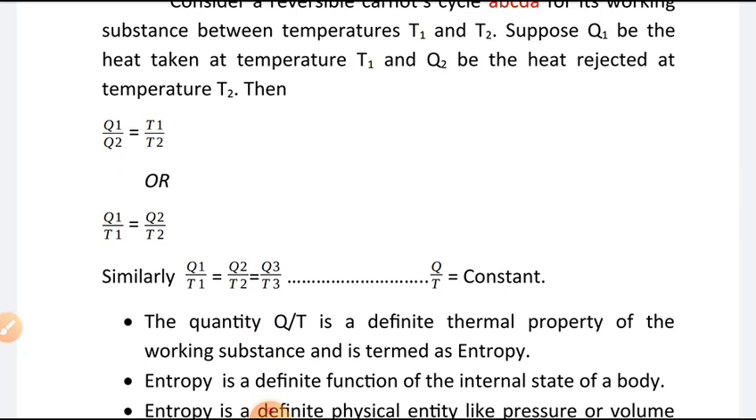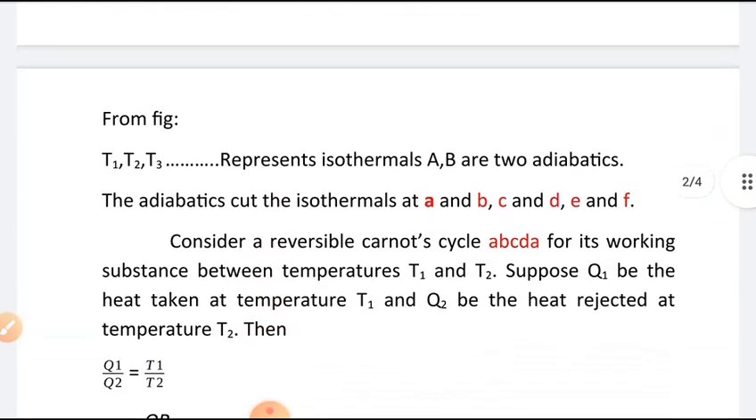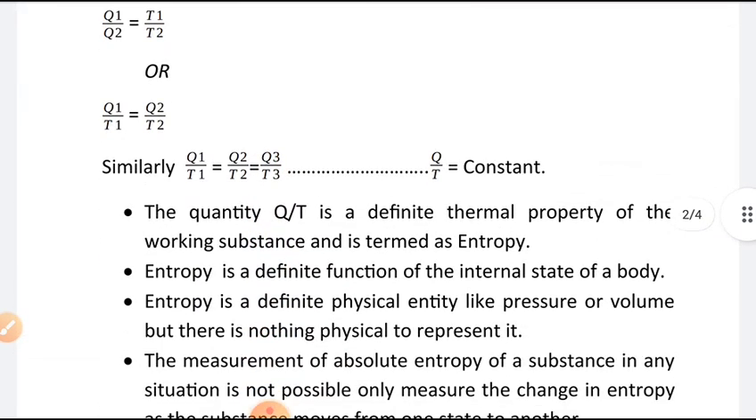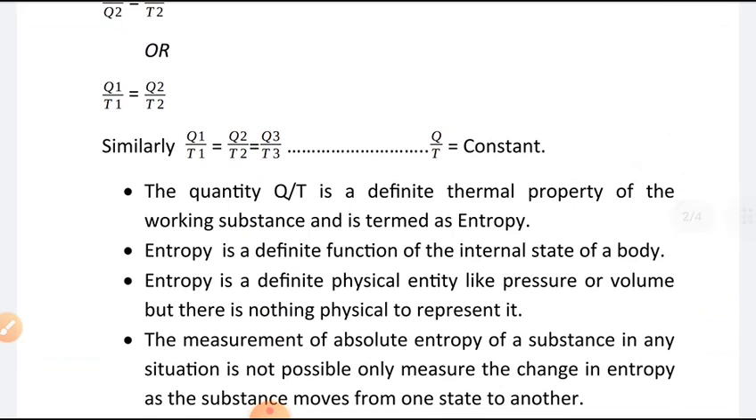Similarly, if you apply the whole picture of the PV diagram, we get Q1 by T1 equal to Q2 by T2, and also Q2 by T2 equal to Q3 by T3, which can also be written as Q by T equal to a constant, right? Therefore, here we'll see a few points.